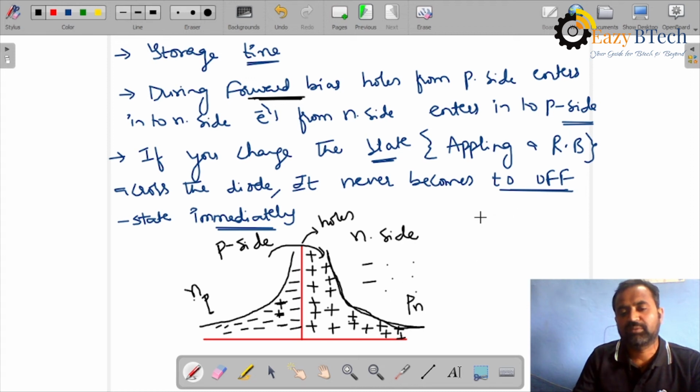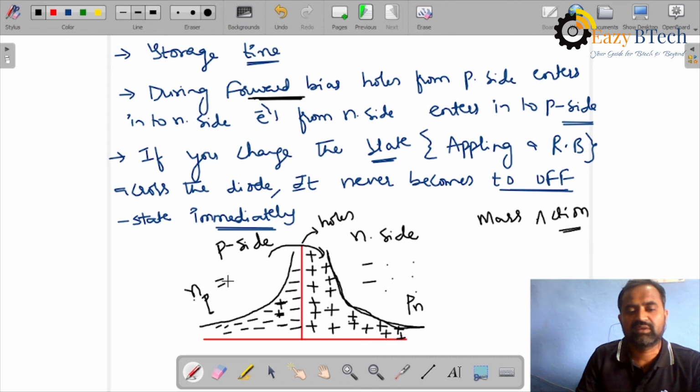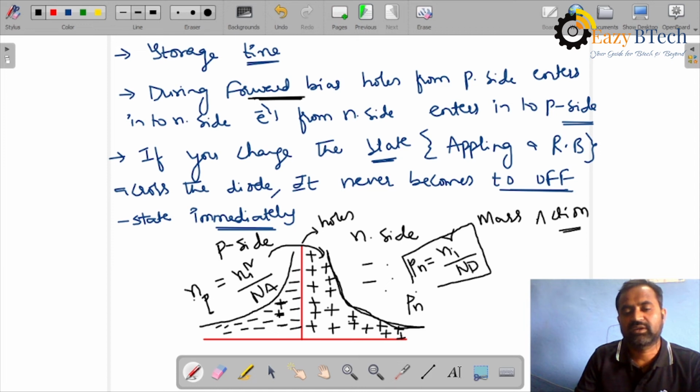The formula from the mass action law: we will write np is equal to ni square by Na. And here we will write pn. pn is equal to ni, the intrinsic carrier concentration, squared by Nd, the donor concentration. This gives the minority carrier concentration.